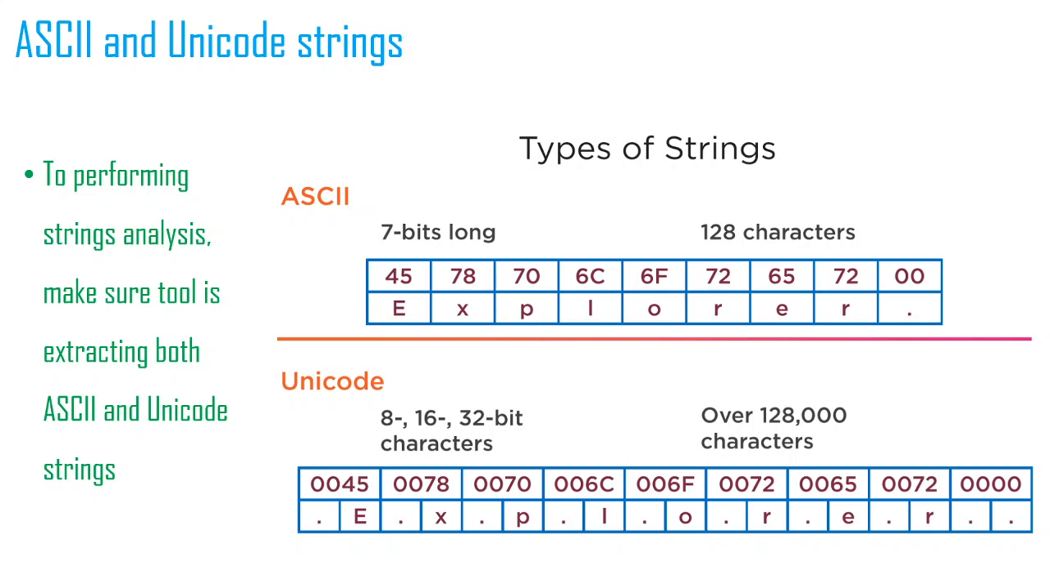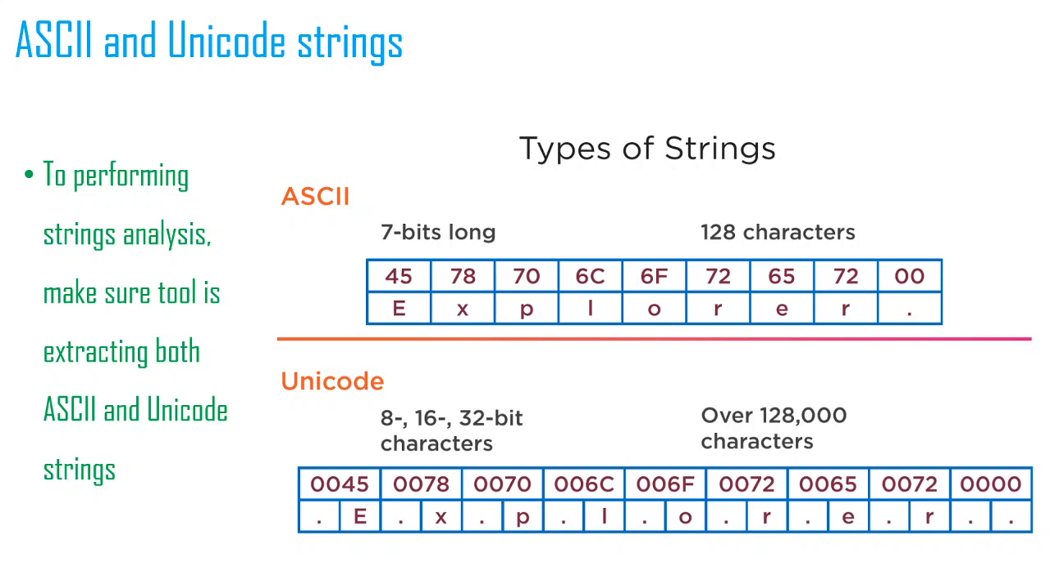To perform string analysis, we have to make sure the tool is extracting both ASCII and Unicode strings. We have to get some tools from the internet and use that tool to extract the strings from the malicious file. We must make sure that tool extracts both the ASCII and Unicode strings. As I said earlier, the types of strings are ASCII and Unicode.